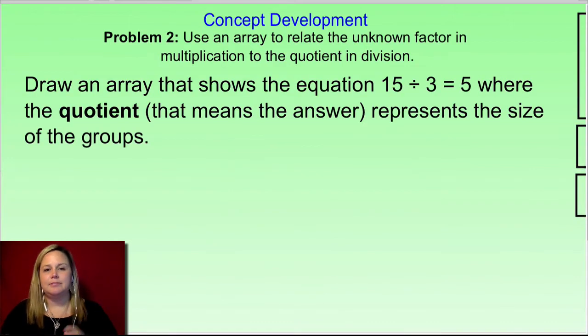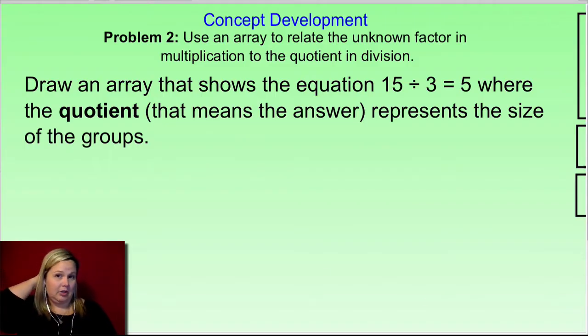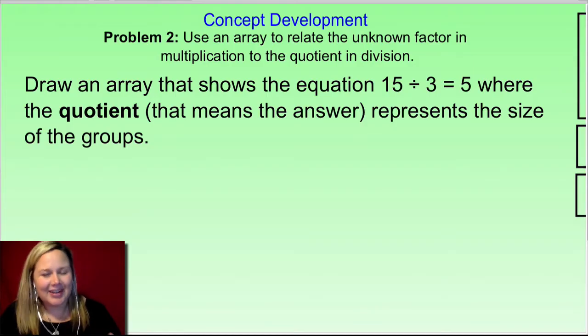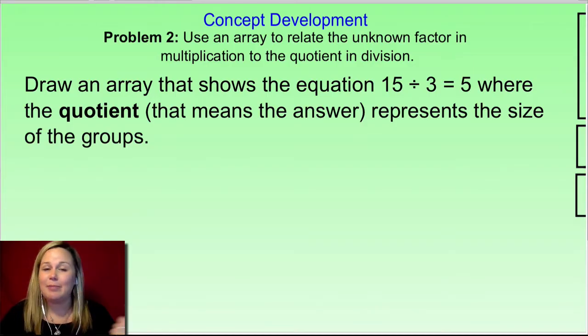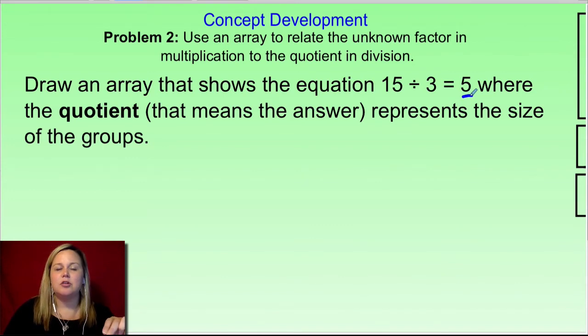Let's take a look at another example. We're going to continue to relate multiplication and division with this. We're going to draw an array that shows 15 divided by 3, okay? Now here's what you have to pay attention to. The last problem, I didn't tell you how to set up your array. This time I'm going to tell you the quotient, which remember means the answer, so that's the 5 in your division problem right here. That needs to represent the size of the groups.